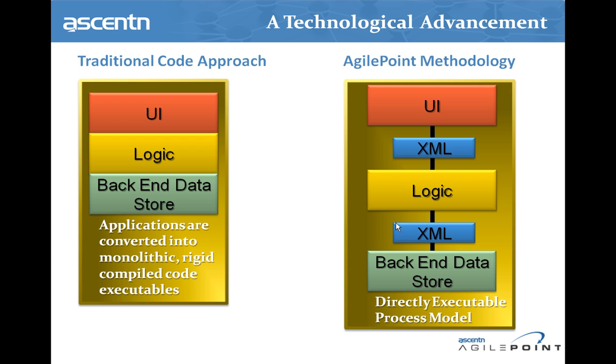Now let's take a brief look at AgilePoint's architecture. To the left of the PowerPoint slide is the traditional N-tier architecture, which is tightly coupled, wherein all the logic lies in executables. To the right is AgilePoint's methodology, which introduces an XML-based, loosely coupled N-tier architecture for application development, thereby introducing an additional XML layer for data binding and enabling the AgilePoint engine to directly execute the process model without the need for compilation.